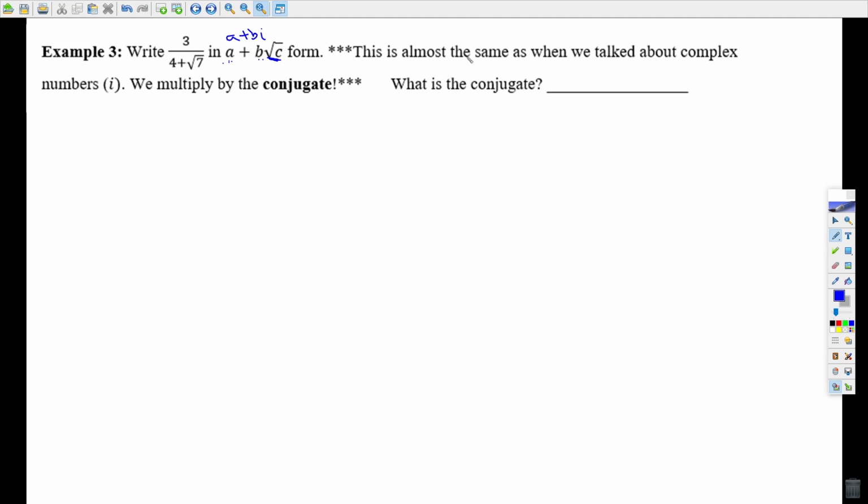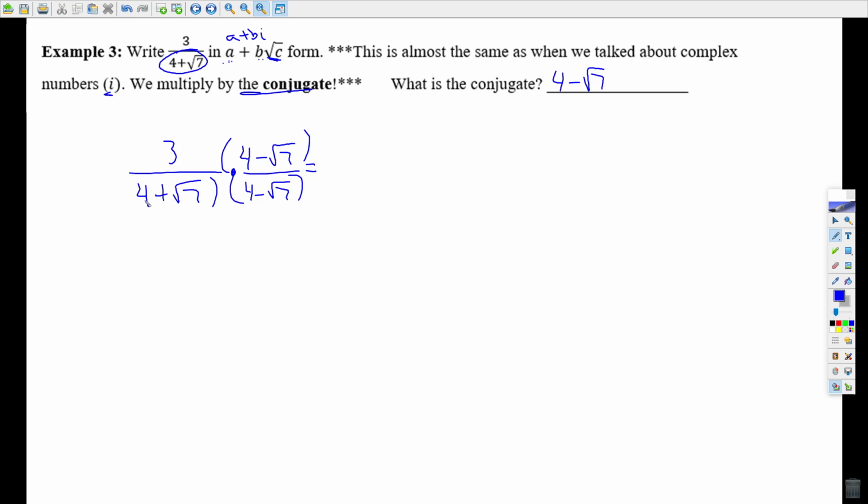So this is almost the same as when we talked about complex numbers when we did i. We do something called multiply by the conjugate. Does anybody remember what the conjugate is? I'm just going to copy the problem down. Remember, we multiplied this by the conjugate. The conjugate is whenever you take the denominator and you just change the sign on the inside to 4 minus the square root of 7. So we're going to multiply the top and bottom by 4 minus the square root of 7. And you'll see what happens.